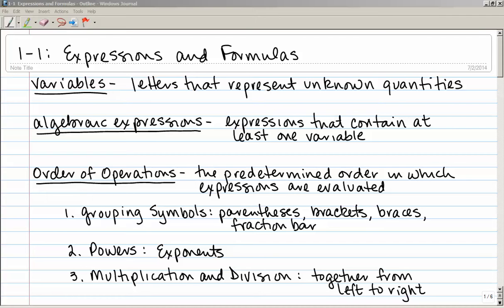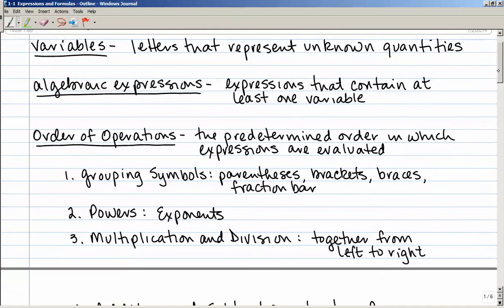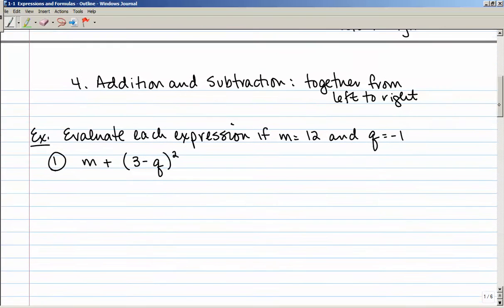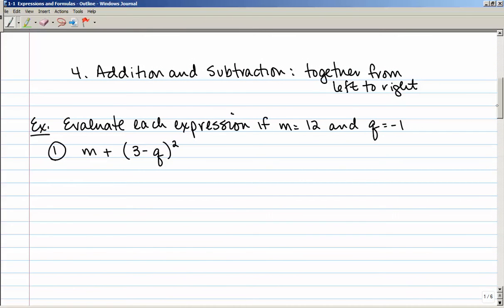Thirdly, multiplication and division, and we're going to do both of these operations together from left to right. What that means is if a division comes before a multiplication, I need to do that first. Just because I'm saying multiplication and then division does not mean I do all the multiplications first. I do them as they come in order from left to right. And then addition and subtraction together from left to right. The same idea, all of the additions and subtractions as they come in the expression.